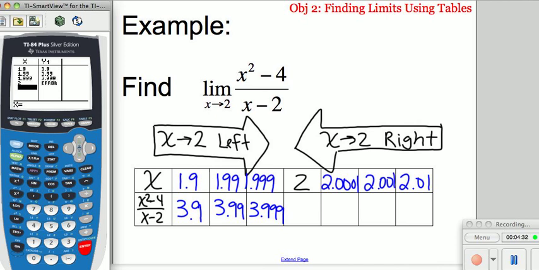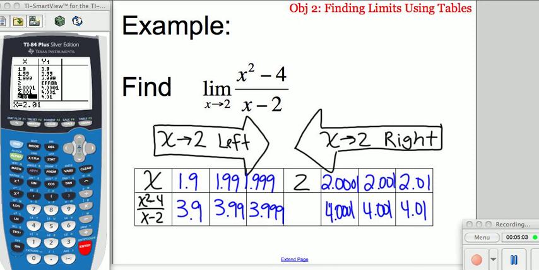So now we'll go to the 2.0001, 2.001, and 2.01. And we'll get some more answers here. 4.0, 4.01. Okay, so now let's look and find the limit.